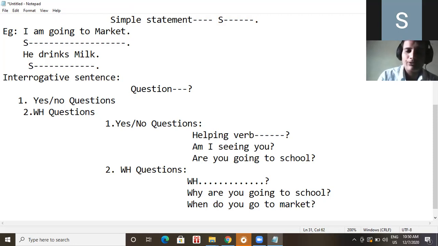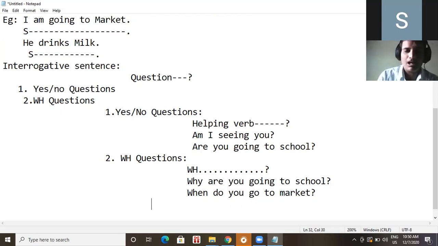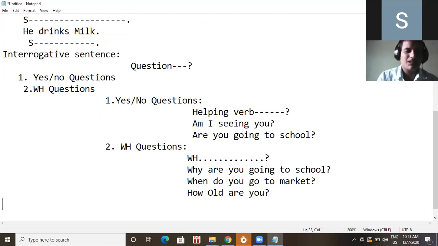When do you go to market? How old are you? These are the examples of interrogative sentences. Next one. The third one, interrogative sentence, is completed.